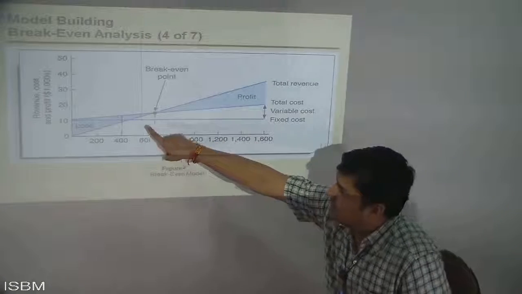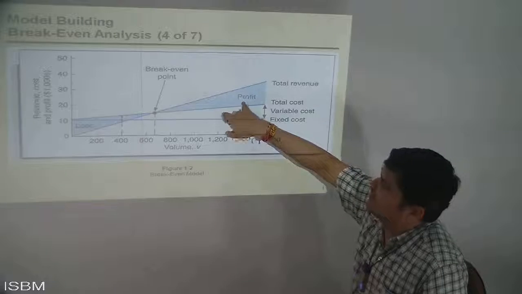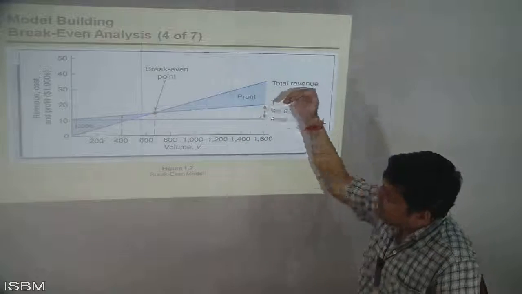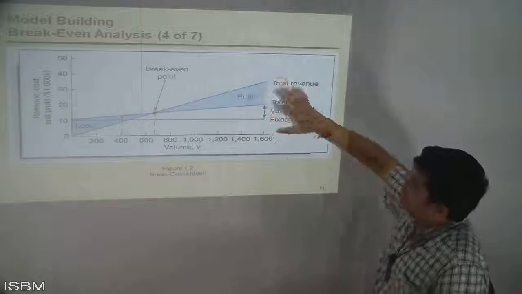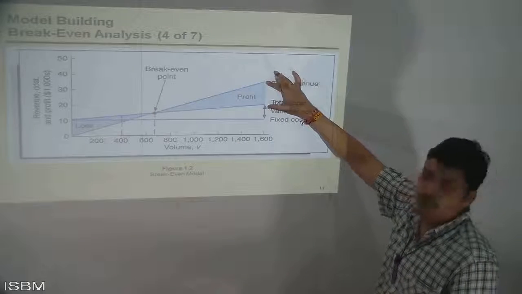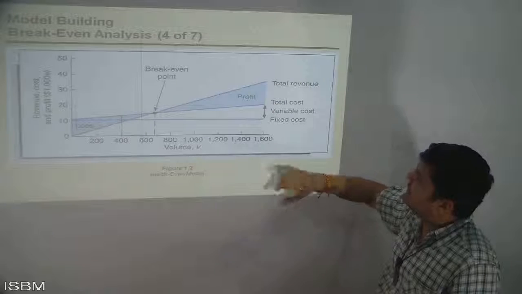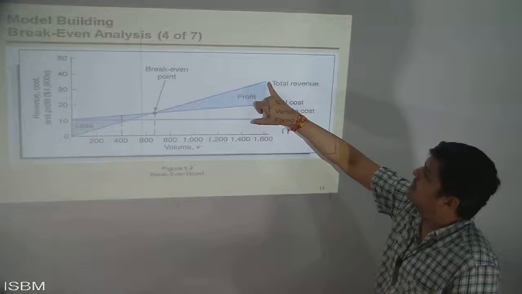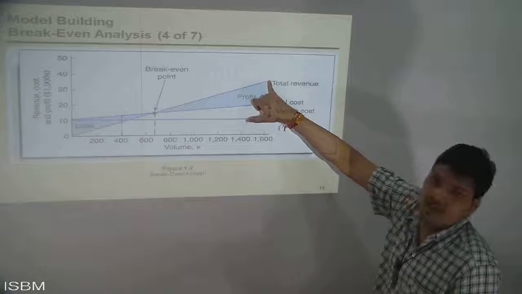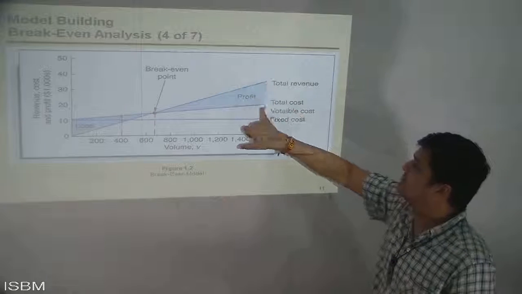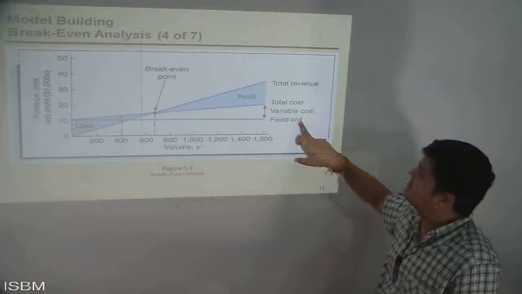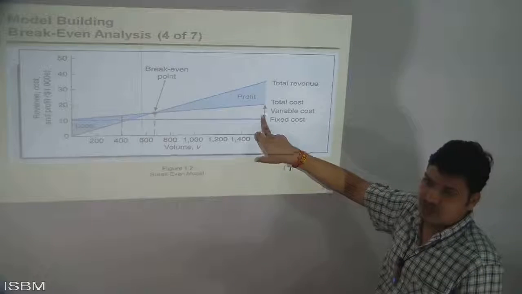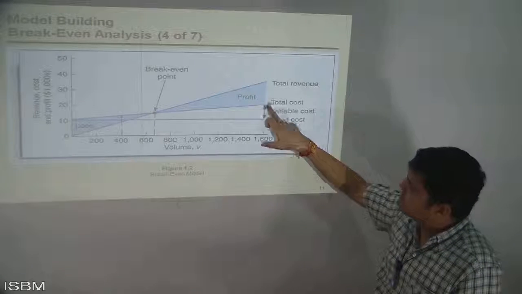So you can see over this loss, and this is profit. Below the break-even point is a loss and the upper side is a profit. This is the total revenue. This point is total revenue, and this point is total cost. So this is the point where variable cost and fixed cost, this is variable cost and fixed cost, are shown over here.